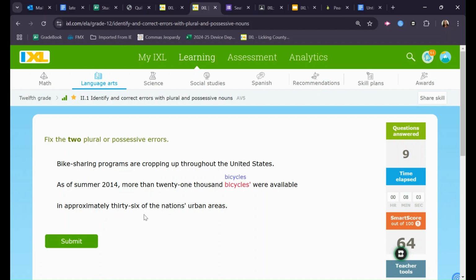Okay, 36 of the nation's urban areas. Is it plural? Nope, we're just talking about the United States, one nation, right? And is it possessive? Yep, nation's urban areas, the urban areas of the nation. So we just need apostrophe S there.